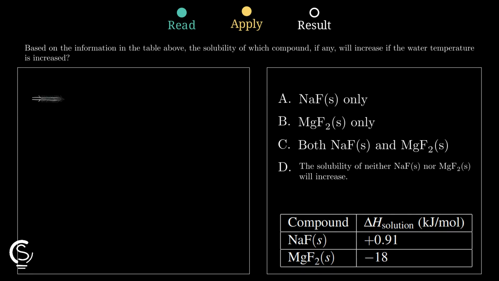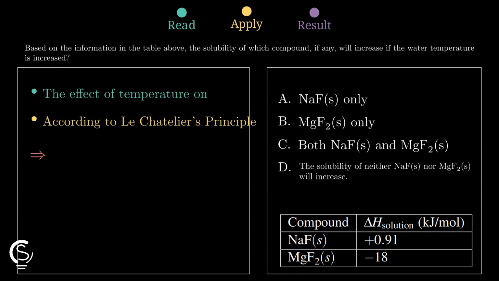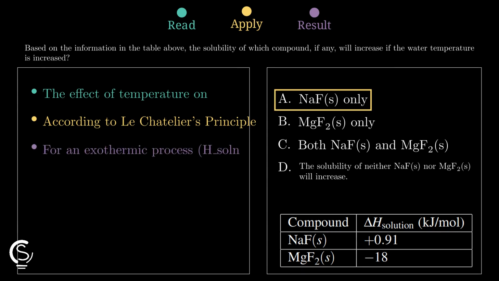According to Le Chatelier's principle, adding heat shifts endothermic reactions toward the products. This means increasing the temperature will only increase the solubility for sodium fluoride because it absorbs that extra energy. Since magnesium fluoride is exothermic, its solubility actually decreases with heat. That makes option A our final winner for this chemistry challenge today.